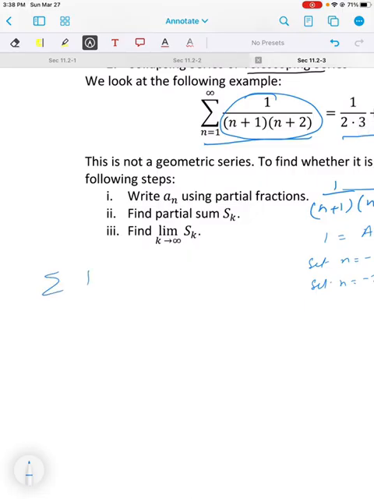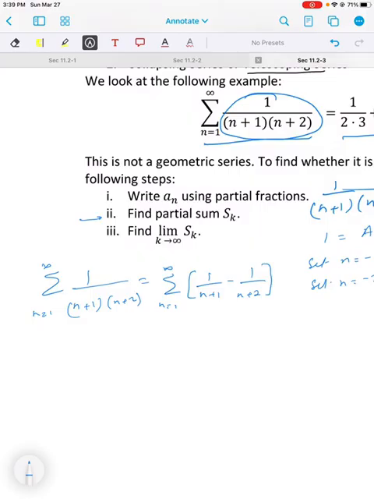So that our series can be written as the summation from n equals 1 to infinity of 1 over n plus 1 minus 1 over n plus 2. Once we get this, this is what the series is. So what is the partial sum? Now we are going to look at the partial sum.